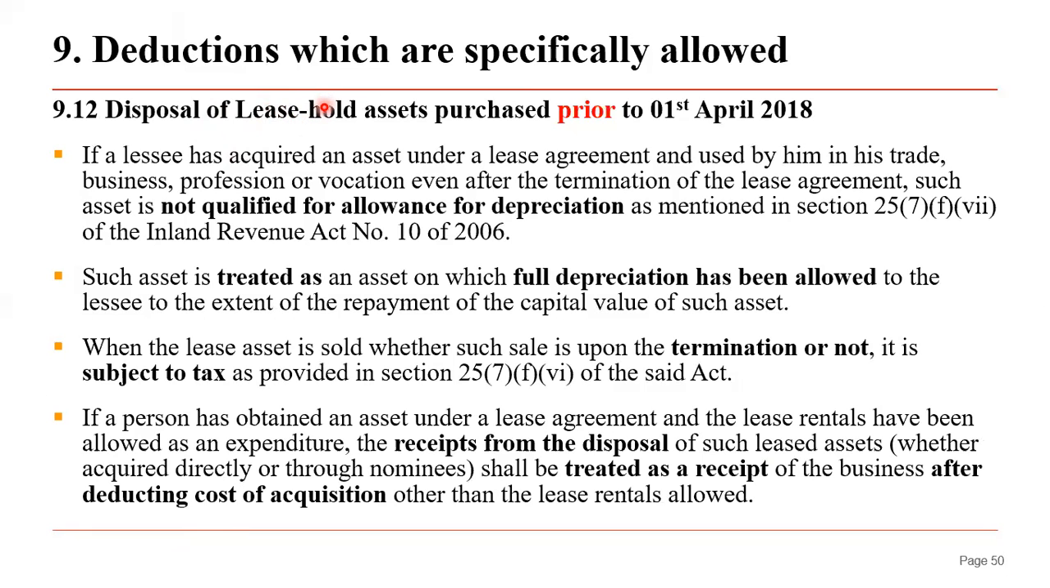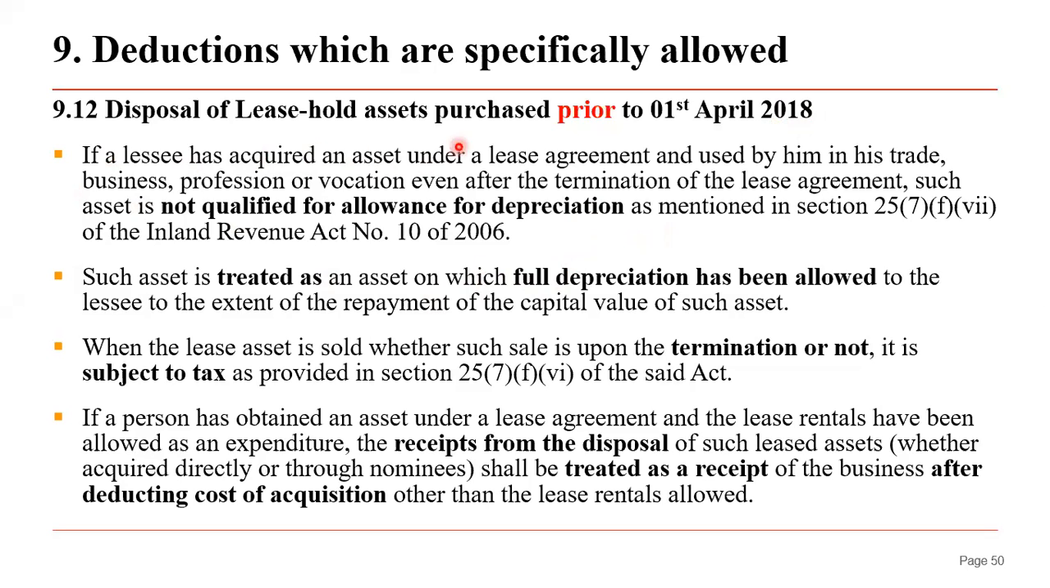If the asset is purchased under lease term and we are going to dispose of it, and the asset was purchased prior to 1st April 2018, then what is the tax treatment, right? Let's assume we purchase the lease asset under lease term in year of assessment 16 and 17. Now in the year of assessment 19/20, we are going to dispose of such lease asset. Then what would be the tax treatment for that?